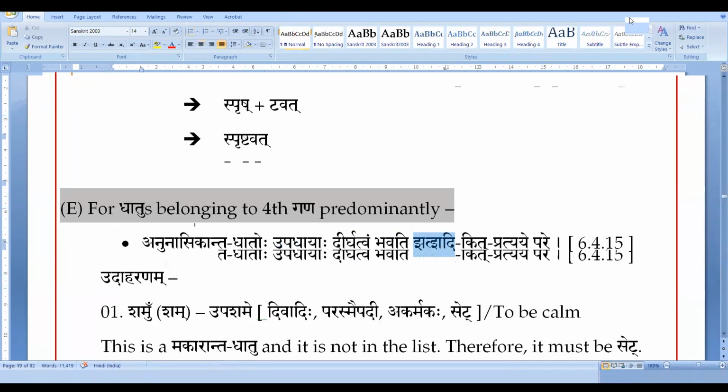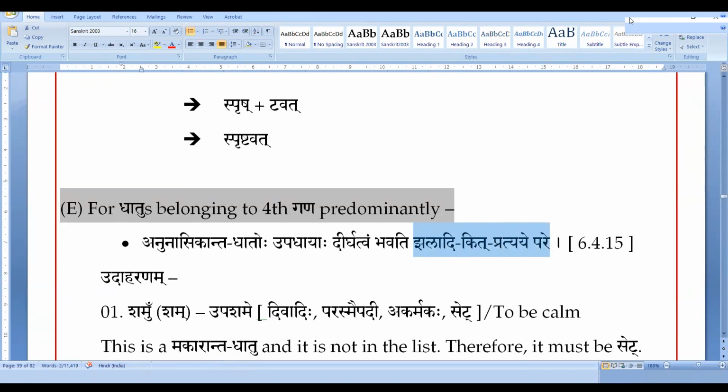When a Jaladi Kit Pratyaya follows. Jaladi means the pratyaya here, Tak Tavatu, must be, what? Iktavat. No. Jaladikit pratyaya pare, these anunasikanta dhatoho upadayaka dirghatvam bhavati. It means that the nishta pratyaya must be jaladi. Though it is valadi, it doesn't take itagama, simple.